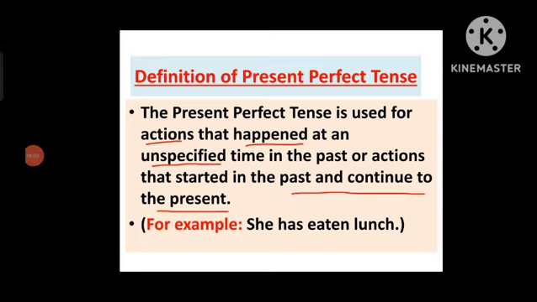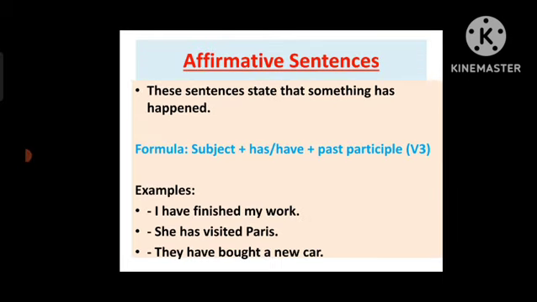There are three types of sentences. First one is affirmative sentences. These sentences state that something has happened. The formula of these sentences is subject plus has/have plus verb 3. Look at some examples also. I have finished my work. She has visited Paris. They have bought a new car.